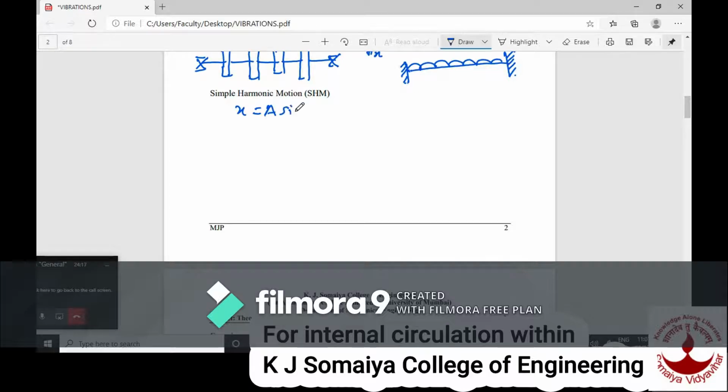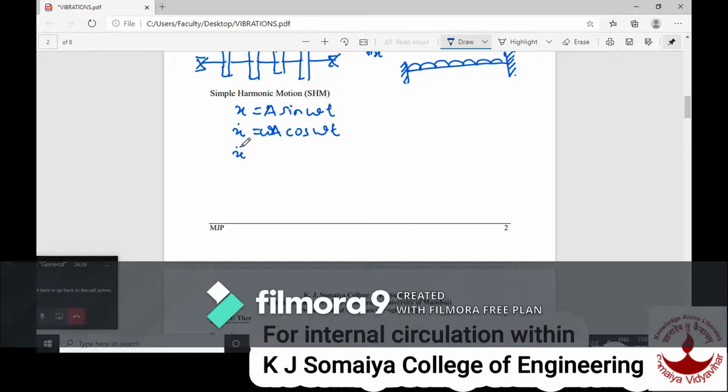a sin omega t. So we can take the first derivative, that is x dot, or it is nothing but dx by dt, which can be written as a omega cos omega t.